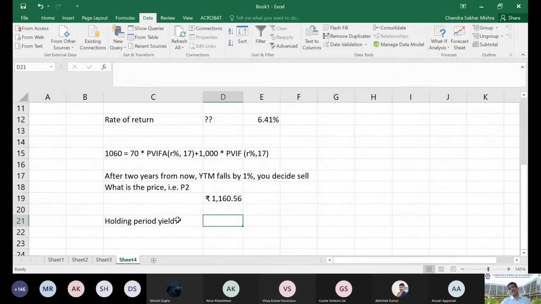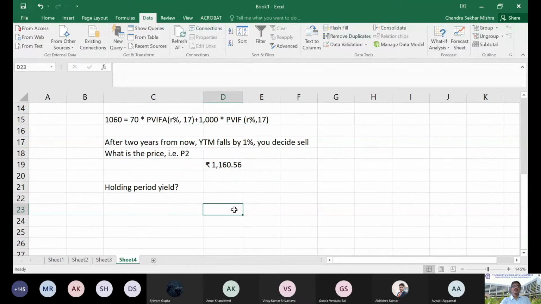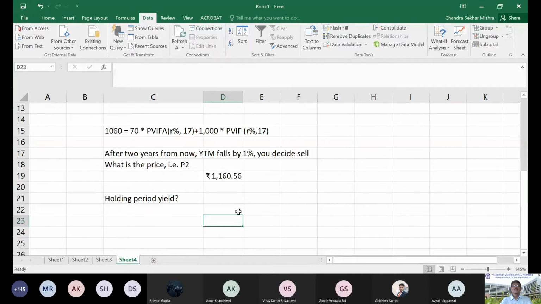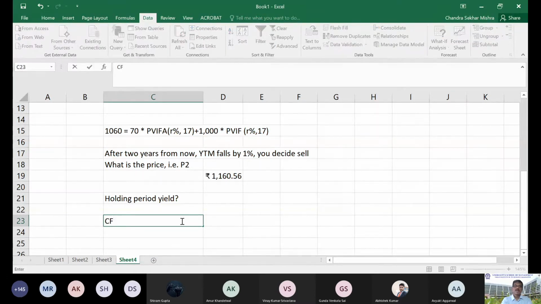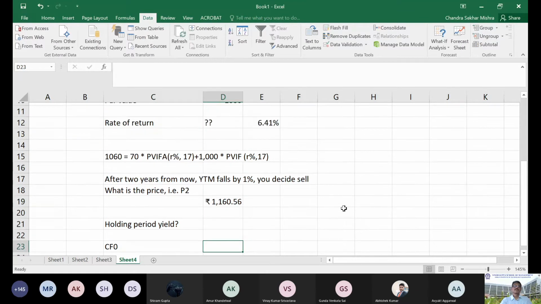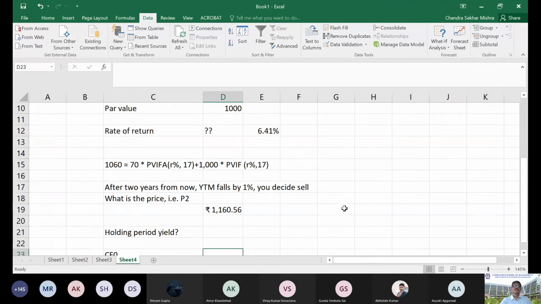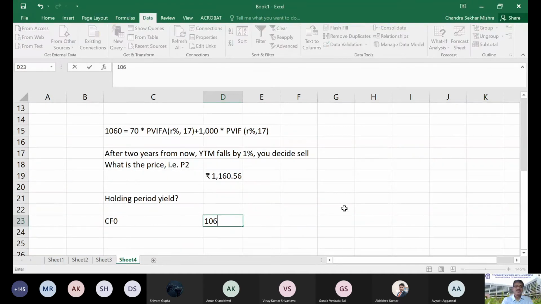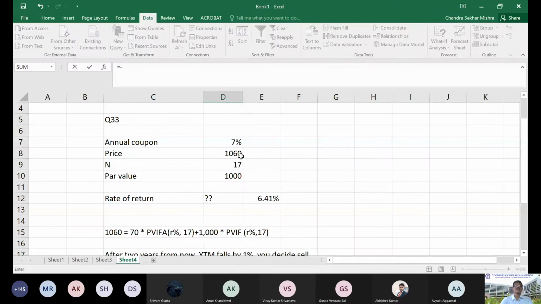What is my holding period yield? That means I have to equate what is my cash outflow. Tell me, what is my cash outflow in the 0th year? How much did I pay? 1,060. I'll put a minus here.